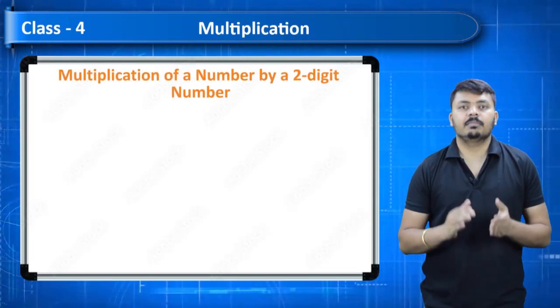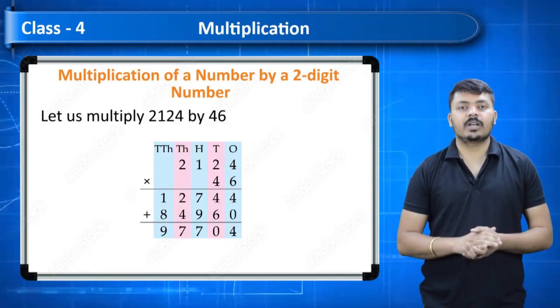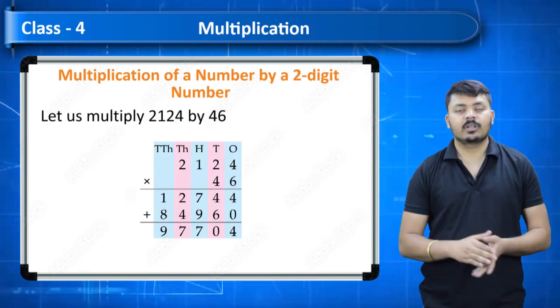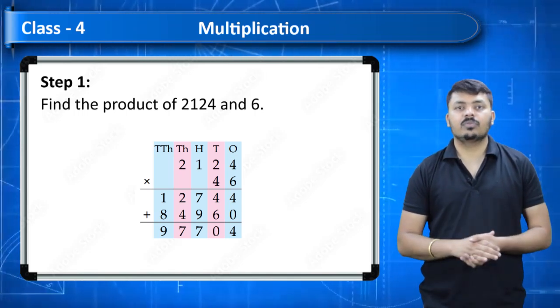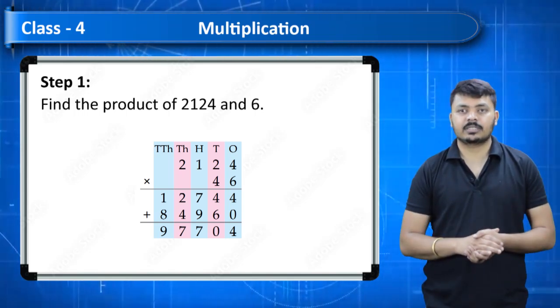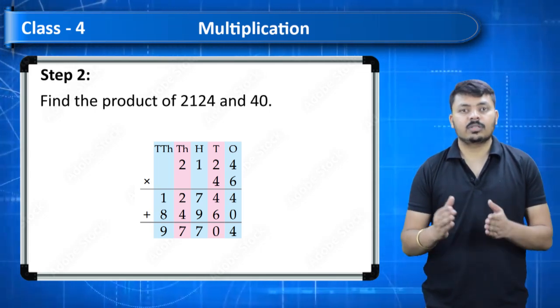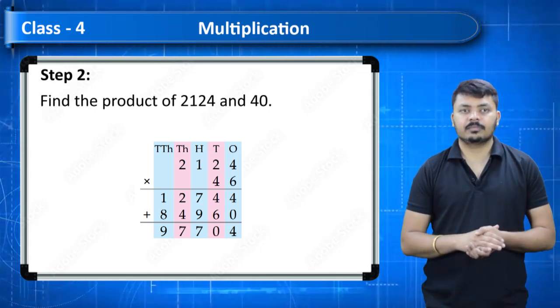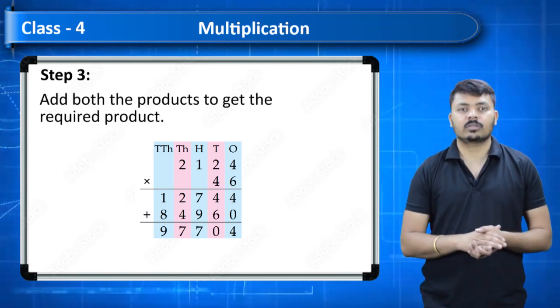Multiplication of a number by a two-digit number. Let us multiply 2124 by 46. Step 1: find the product of 2124 and 6. Step 2: find the product of 2124 and 40. Step 3: add both the products to get the required product.